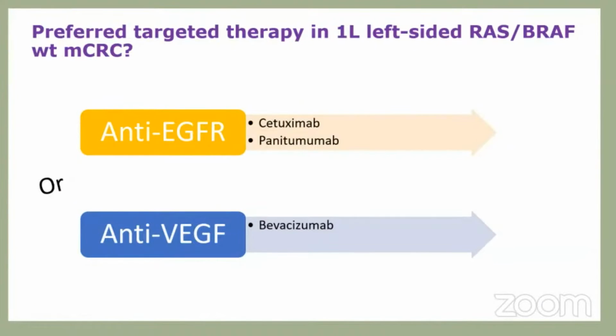Of course, we don't need to discuss this question. If there is a left-sided tumor, RAS and BRAF wild type, obviously everybody will be using the EGFR inhibitor. Does anybody want to take the question of whether it should be cetuximab, or is there any difference between cetuximab and panitumumab?